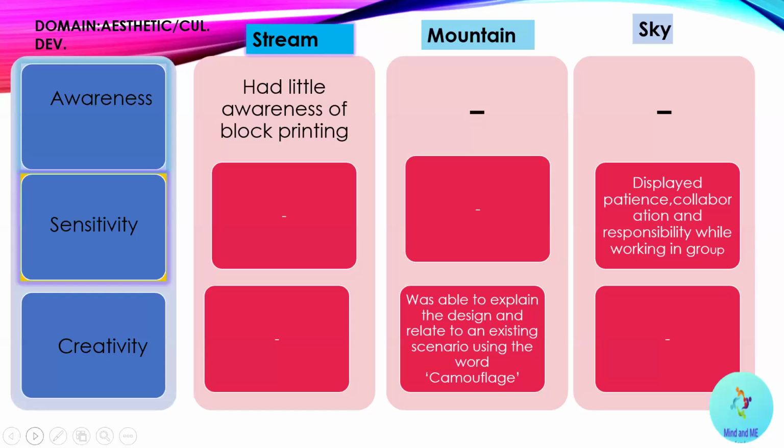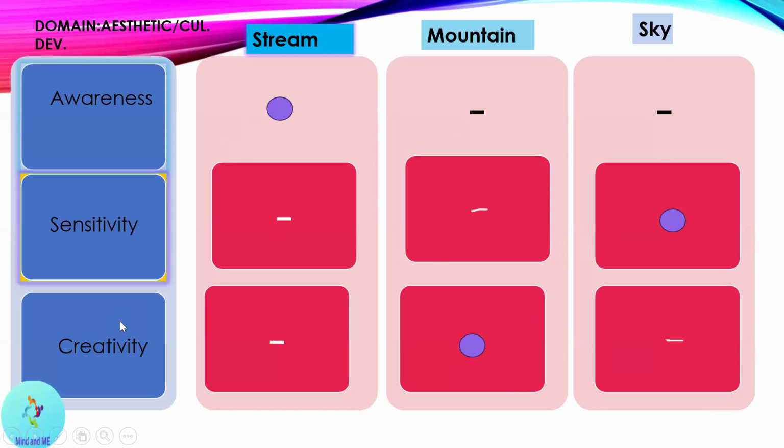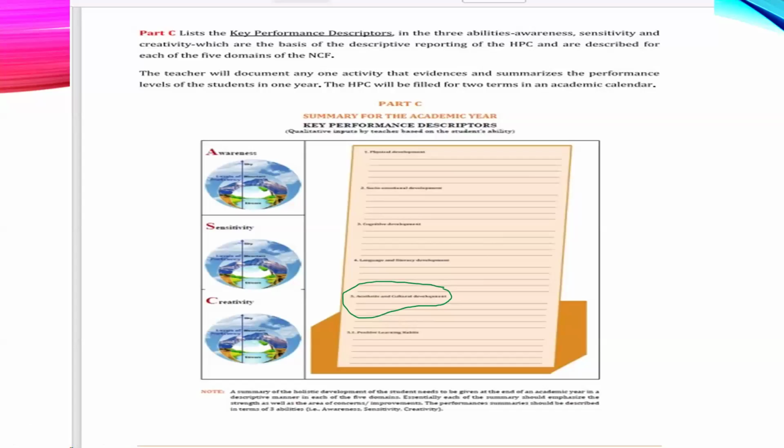Okay. So now the rubric again, awareness, and depending on that, displayed patience, collaboration. So then I gave sky level here, and creativity, this is the mountain level, and awareness is the stream level. So just to make it graphical, I've just circled it, and immediately when I look at the circles, I know what is the awareness level, what is the sensitivity level, and what is the creativity level. And part C is again the domain, and I write my summary of the event.